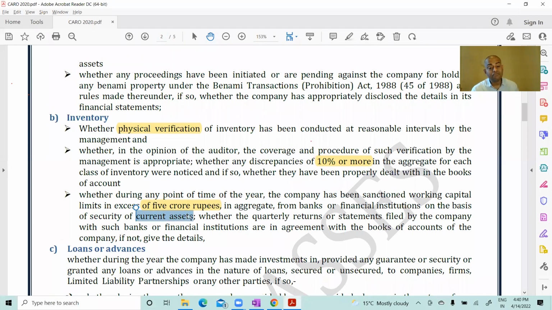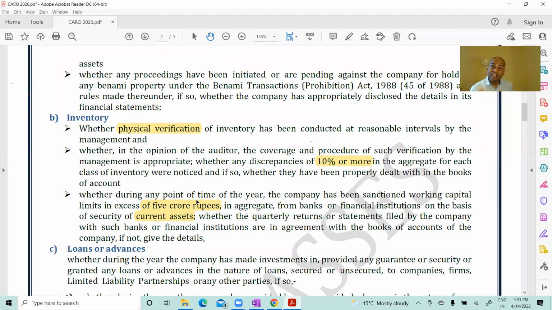Now, when you take a working capital loan showing your current assets as a security, what are you supposed to do? You need to submit quarterly statements with the bank. But some companies will not do that. If you are the auditor, you have to go to the management and say, dear X Limited management, you took 15 crore rupees from ICICI Bank. They asked you to submit statements. Did you furnish the statements? Go, give it first, or I will write it in CARO.